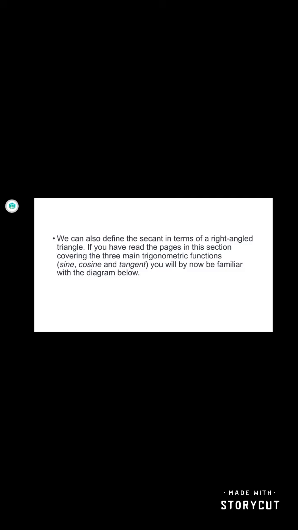If you have read the pages in this section covering the three main trigonometric functions, sine, cosine, and tangent, you will by now be familiar with the diagram below. In triangle ABC, sec theta is equal to c over b. In right-angled triangle ABC, the cosine of angle theta is the quotient of the adjacent and the hypotenuse, the sides labeled b and c respectively.